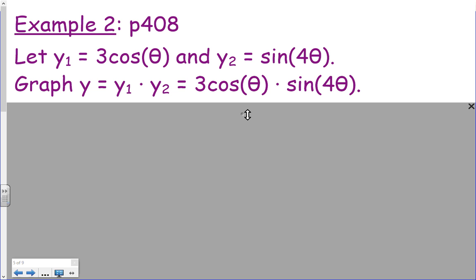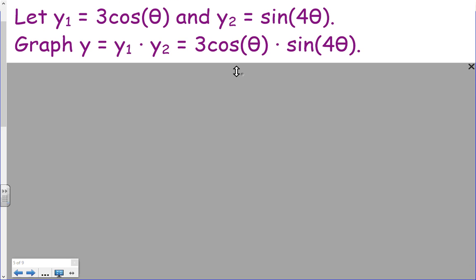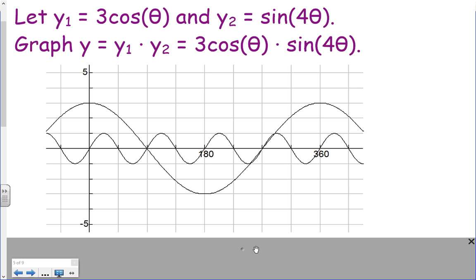All right, so again, the first thing we need to do is start out with an accurate sketch of these two functions that they've given us. So I'm going to start out with the exact same sketch that I've got here.